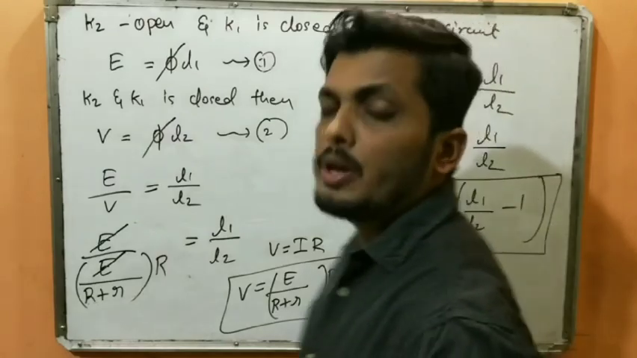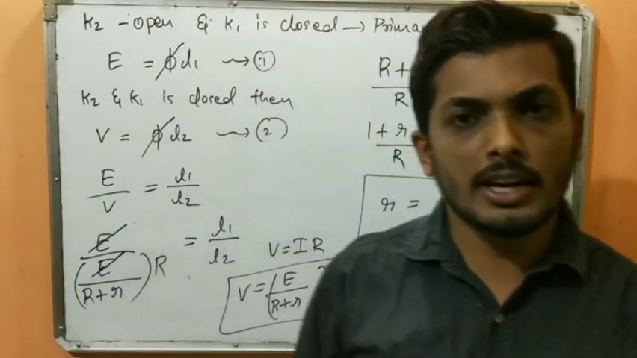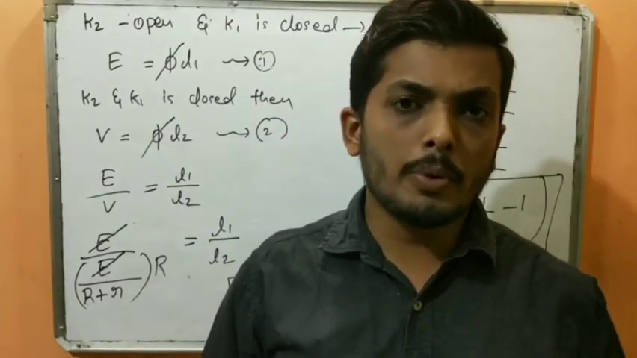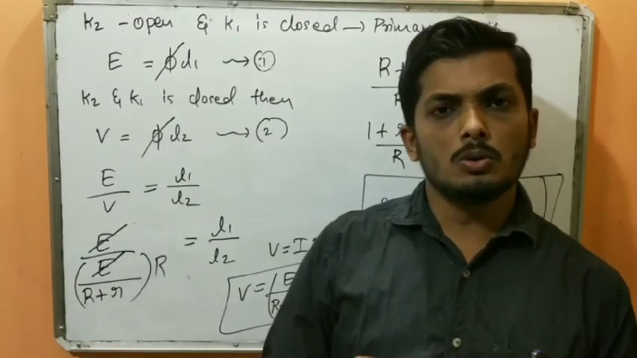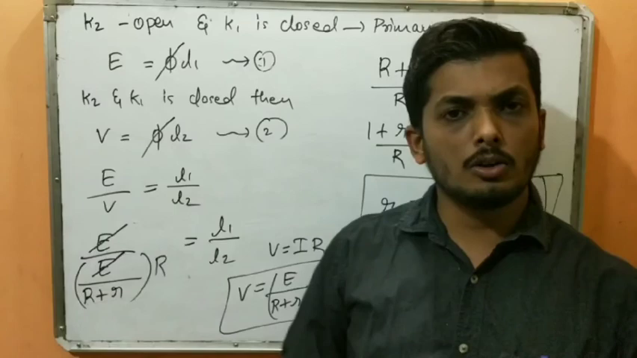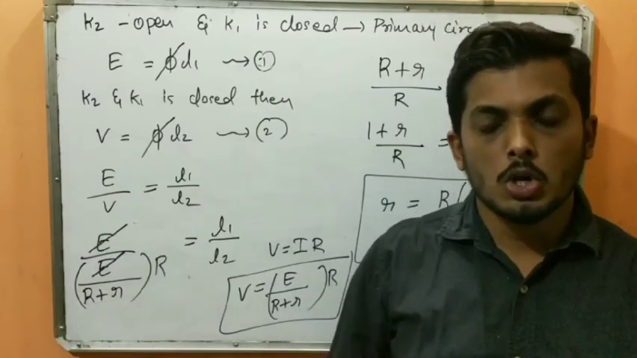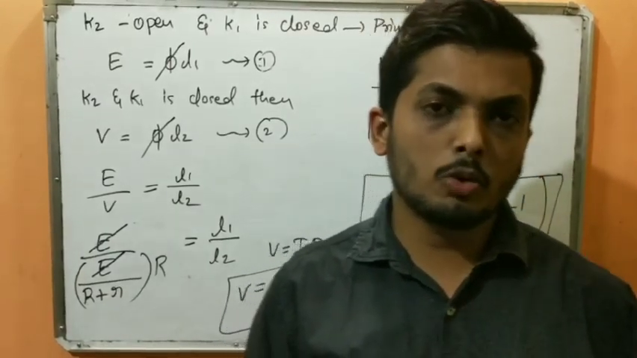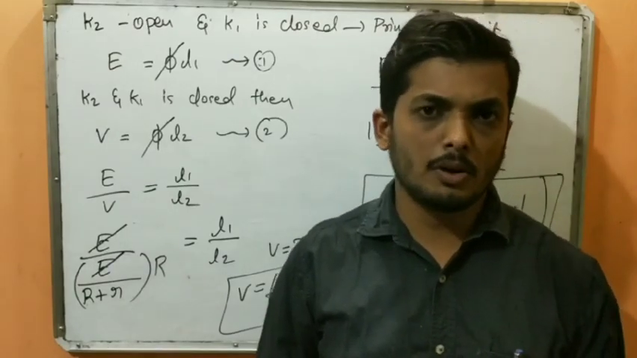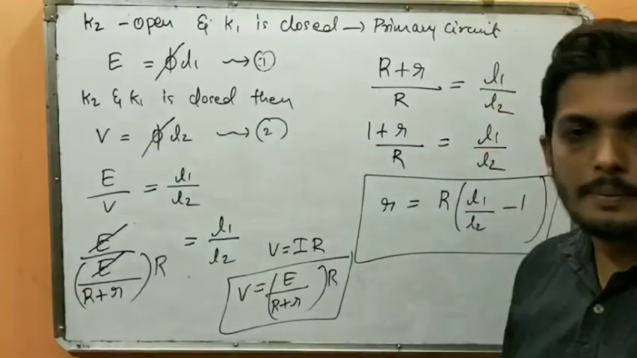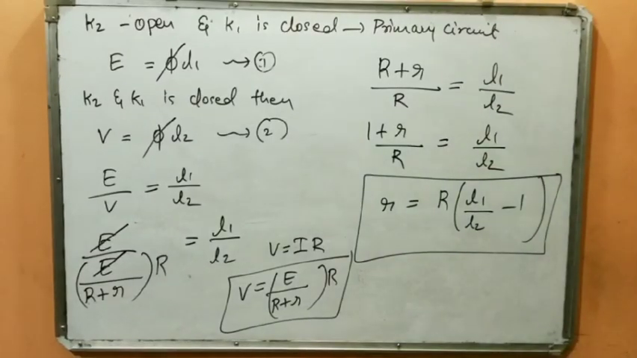So this concludes your entire current electricity topic, which comprises a total of 13 marks. So one of the most important topics. I hope you have followed all the lectures of this topic. From the next class onwards, we are going to start a new chapter, that is moving charges and magnetism. Till then, bye.